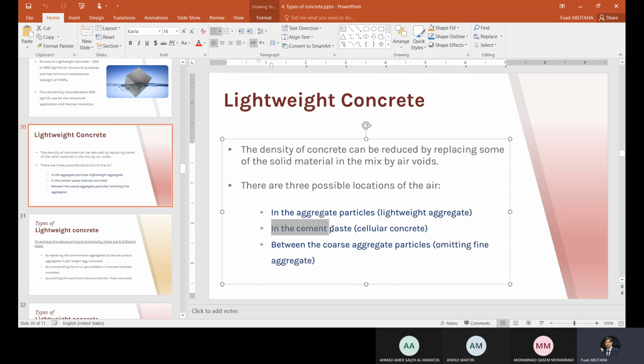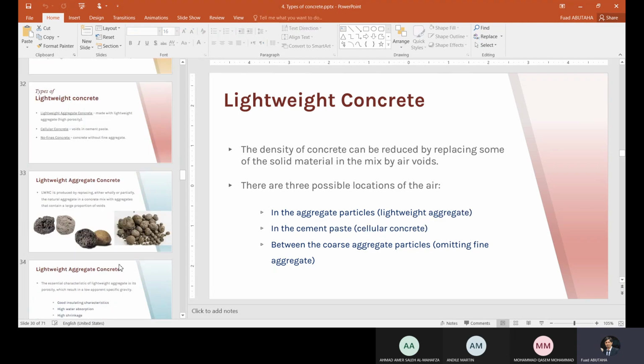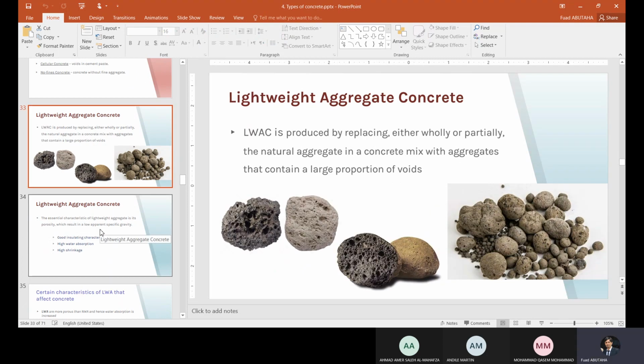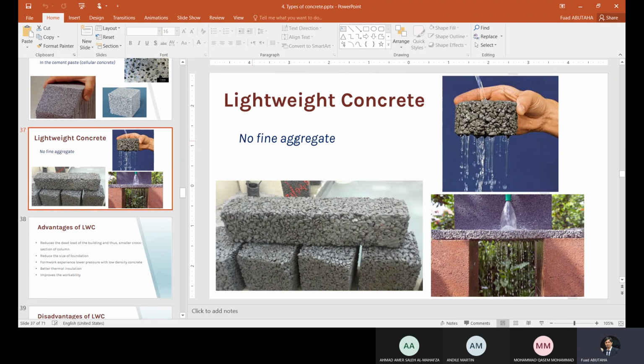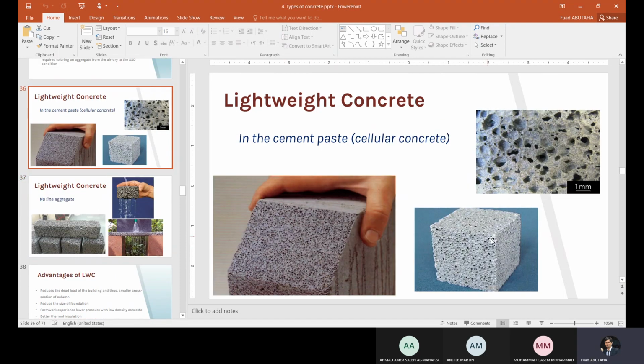The third one is by creating voids inside the paste itself. We call it cellular concrete. So we have three methods to produce lightweight concrete and make concrete lighter. This is the no fine aggregate, in other words, they call it pervious concrete. So this is a concrete that has no sand inside. This is cellular concrete. We create voids inside the cement-based matrix.